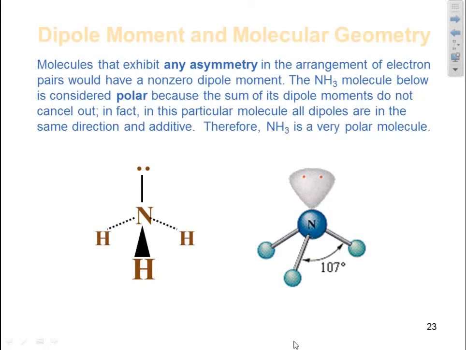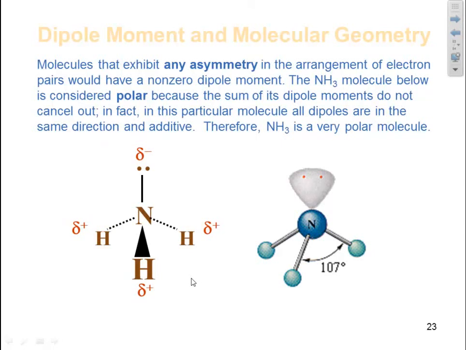Molecules that exhibit any asymmetry in the arrangement of electron pairs would have a non-zero dipole moment. The ammonia molecule below is considered polar because the sum of the dipole moments do not cancel out. In fact, in this particular molecule, all dipoles are in the same direction and are additive. Therefore, ammonia is a very polar molecule. Here's the Lewis dot structure of ammonia, and we know that nitrogen is more electronegative than hydrogen, so we have excess positive charges on the hydrogen and a negative charge on the nitrogen.